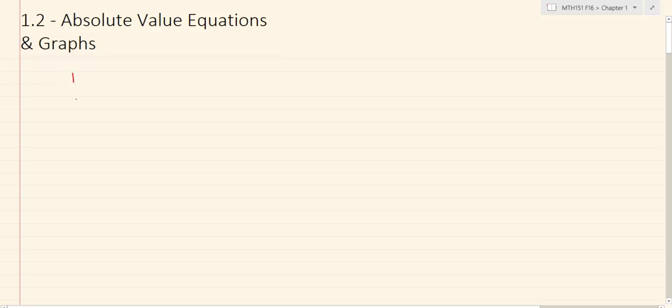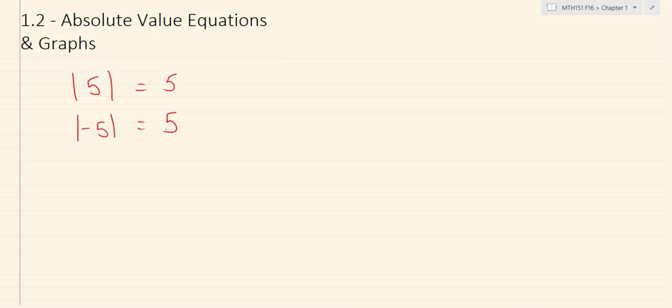Let's start out by doing this. What's the absolute value of 5? 5. What's the absolute value of negative 5? 5. So what's the rule for absolute values? Always positive. So my absolute value will always be positive.